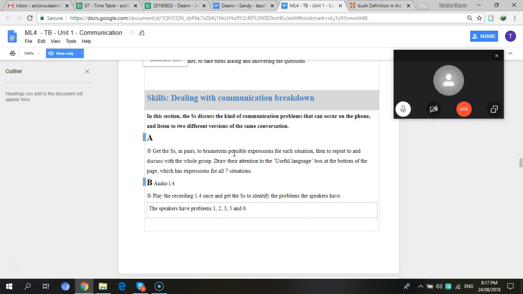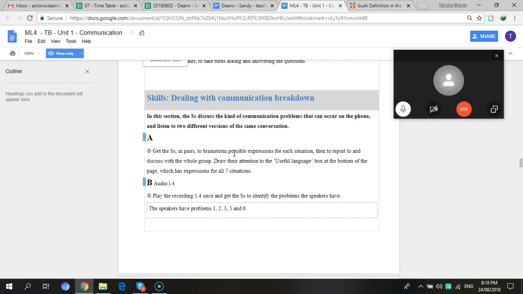Yes, okay, so now in this section, the kinds of problem, we will discuss the kinds of communication problems that can occur on the phone. And then we will listen to two different versions of the same conversation. So let us see what are the possible expressions that we can use in each situation. Then we will discuss it, okay, with the both of us.